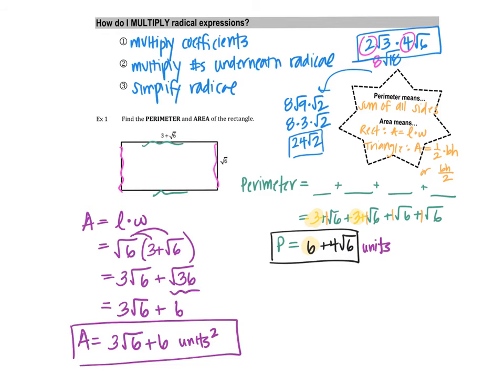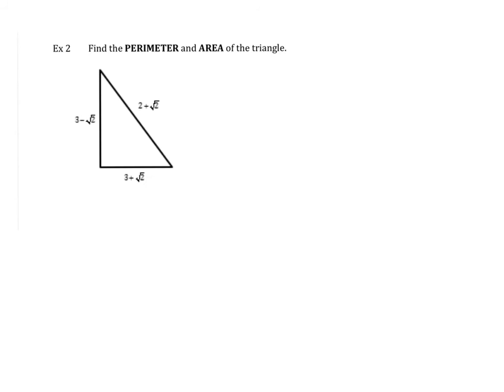So keep in mind, perimeter, we are taking the sum of sides, and area, we are multiplying. So what I'd like you to do is I give you one more example with the triangle on the next page. And so what I'd like you to do is pause the video and practice. Try to find the perimeter and area of the triangle.